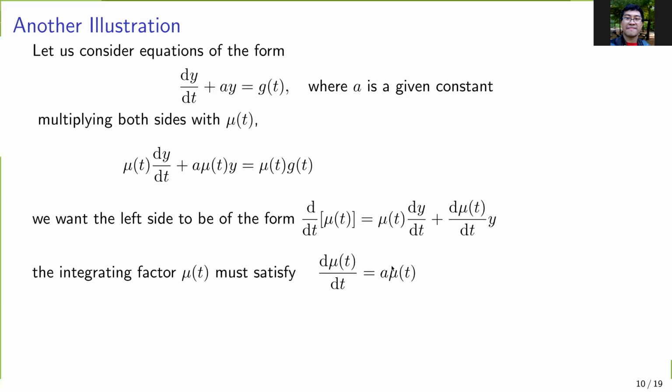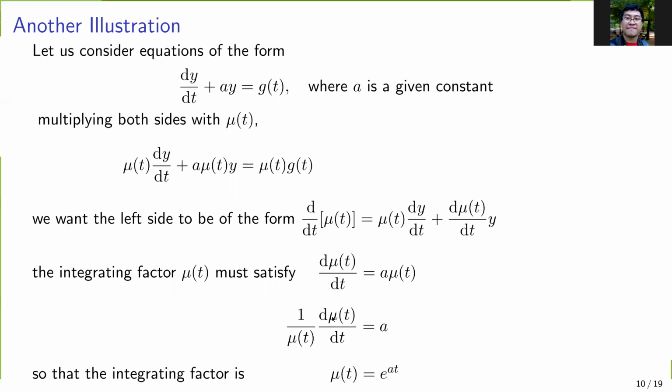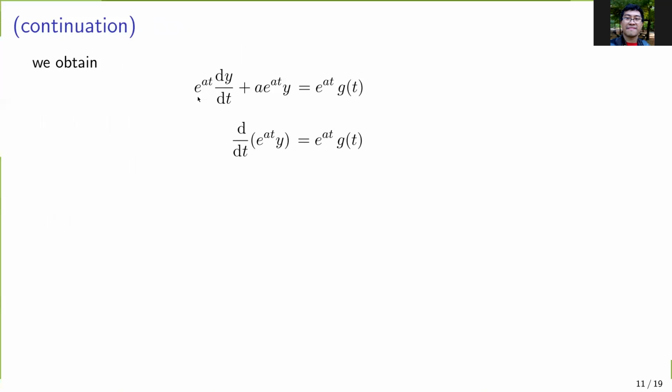The integrating factor must then satisfy this expression, so that this term here is equal to this a mu(t). Dividing both sides by mu and integrating, we get mu equals e to the power of at. Multiplying that integrating factor to our differential equation, we get this simple form on the left side. Integrating, we get e to the power of at times y equals the integral of this term. We write it simply as the integral plus arbitrary constant c.